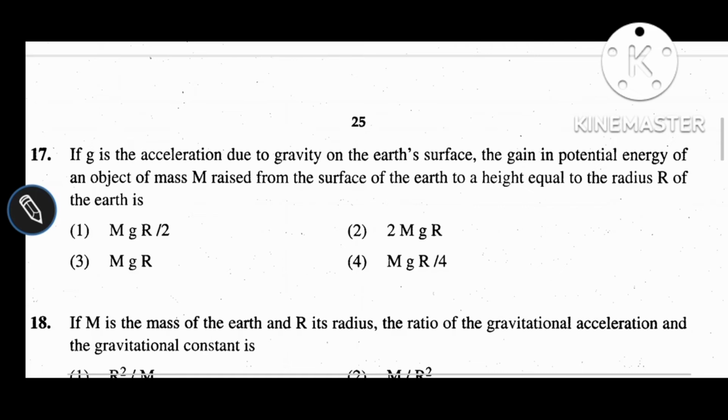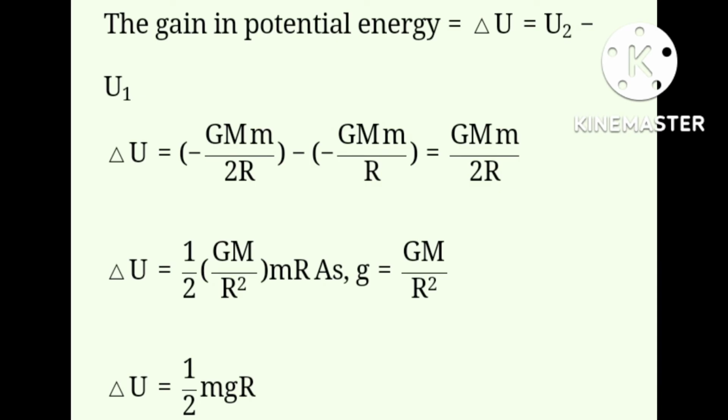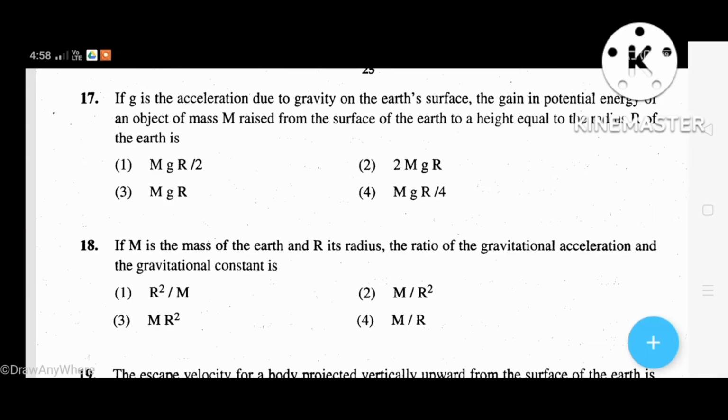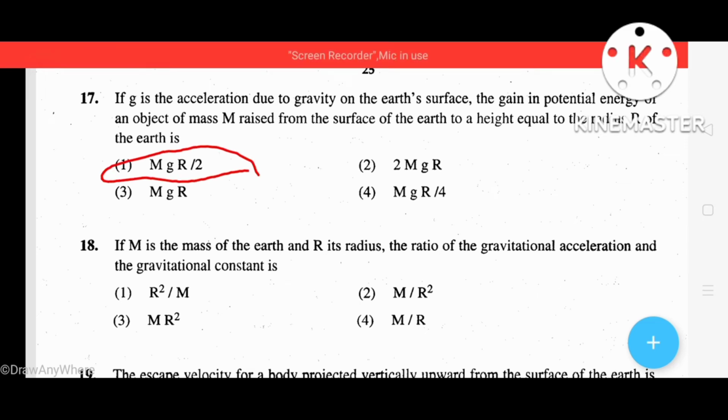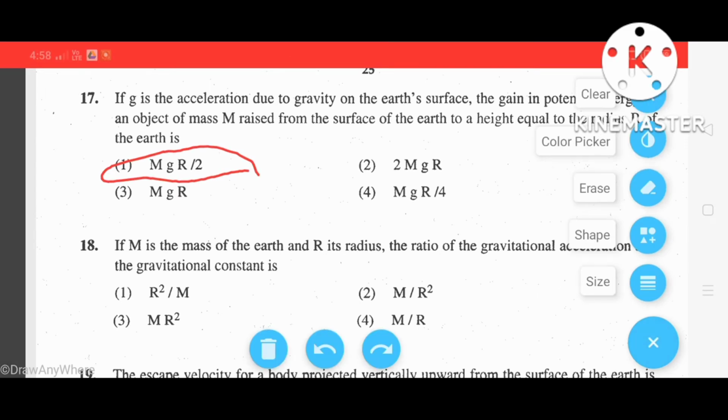Number 17. If g is the acceleration due to gravity on the Earth's surface, the gain in potential energy of an object of mass m raised from the surface of the Earth to a height equal to radius R of the Earth is. Okay, so the gain in the potential energy delta U is equal to U2 minus U1. Substitute the values of U2 and U1. You will get the delta U value as 1 by 2 mgR. So for 17th one, 1 by 2 mgR, that is mgR divided by 2. This will be the correct answer.